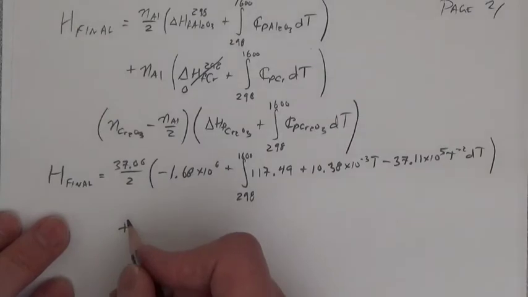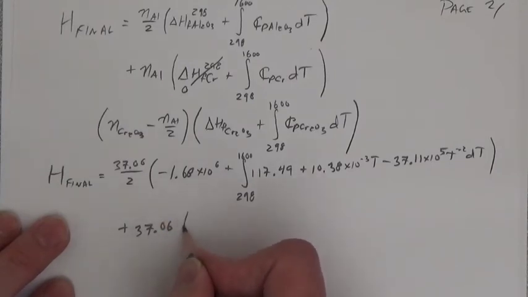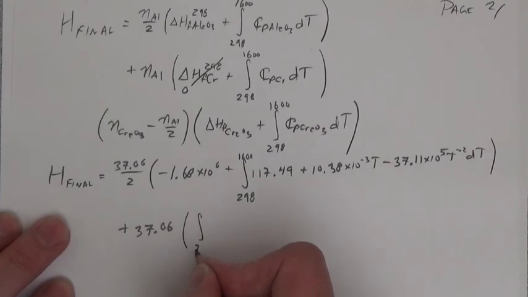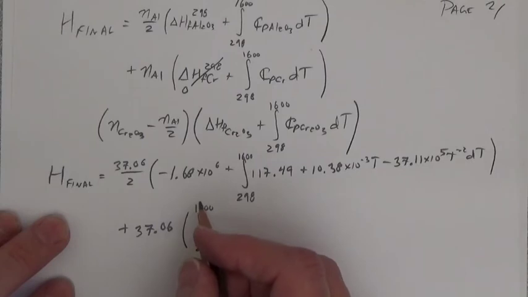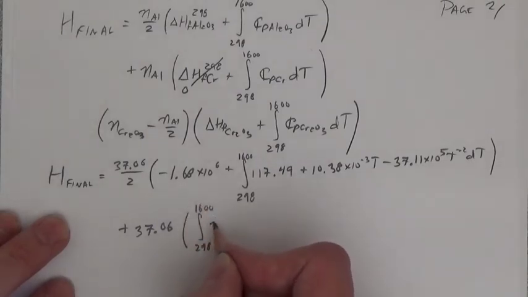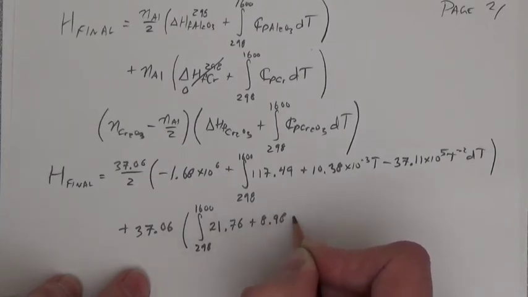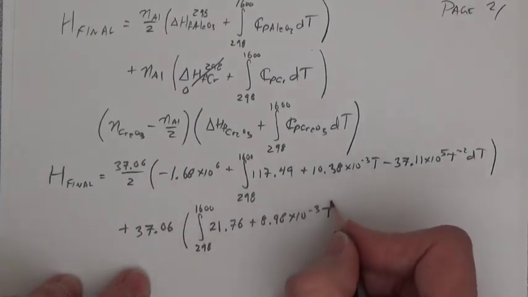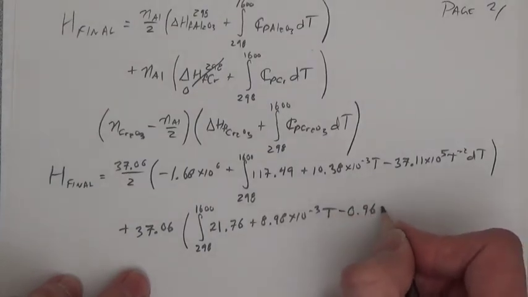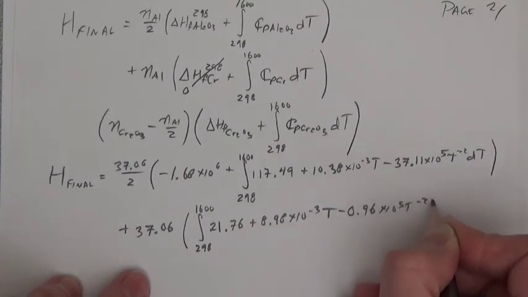Plus the aluminum, 37.06 times the integral 298 to 1600, sorry, is not aluminum, this is chromium. 21.76 plus 8.98 times 10 to the minus 3 T minus 0.96 times 10 to the 5 T to the minus 2 dT.